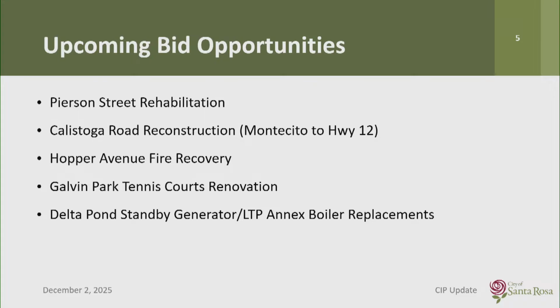Looking ahead, we have some big projects going out within the next month. Pearson Street rehab, Calistoga Road reconstruction, Hopper Avenue fire recovery, which is also a road rehabilitation project, the Galvin Park tennis courts and pickleball courts renovation, and then we also have some work going on at the Laguna treatment plant. So these will all be coming up in approximately the next month.